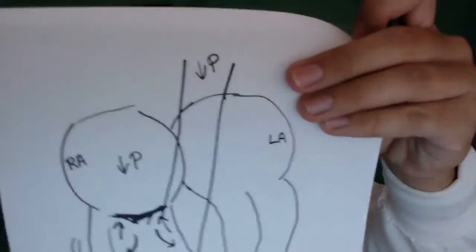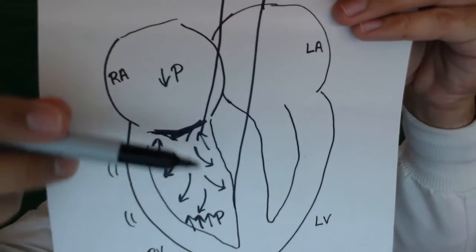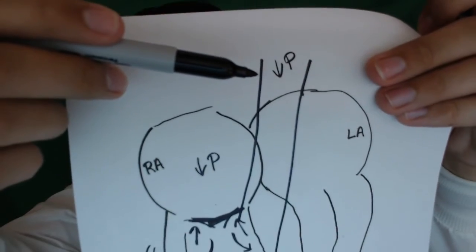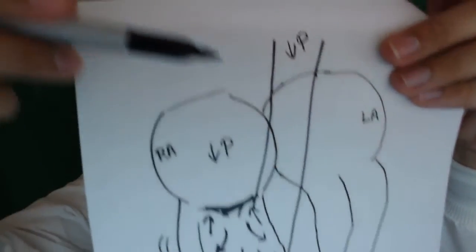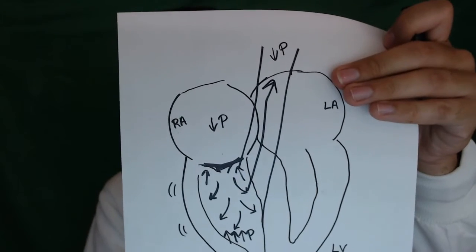See that P up here? It's lower up in the pulmonary trunk, higher down here. From high to low is the flow. And that's why blood flows out the pulmonary trunk.